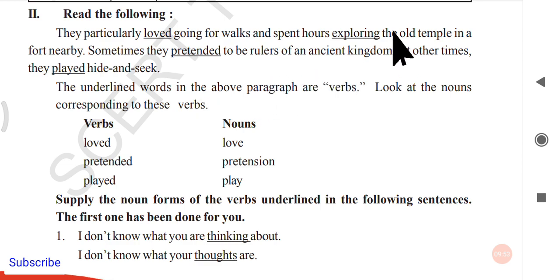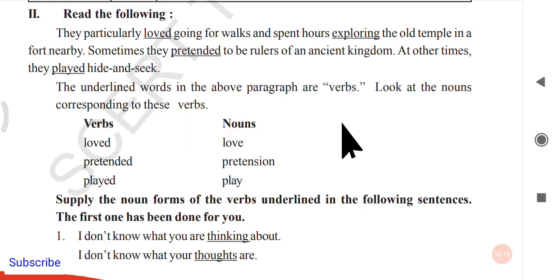So, what are the underlined words here? Loved, exploring, pretended, played. What are they? Just imagine. They are all what? Verbs. Next, the underlined words in the above paragraph are verbs. Look at the nouns corresponding to these verbs.